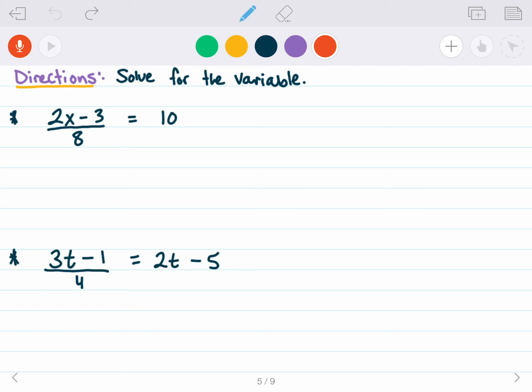Our first example, we're trying to solve for x. 2x minus 3 all over 8 equals 10. So I'm going to start by drawing my line through the equal sign to show that the left and the right side are separate and they need to stay balanced. Whatever I do to one side, I have to do the other.